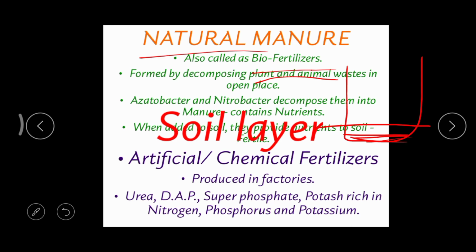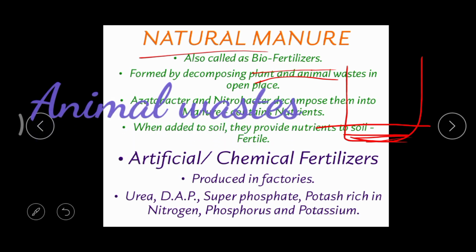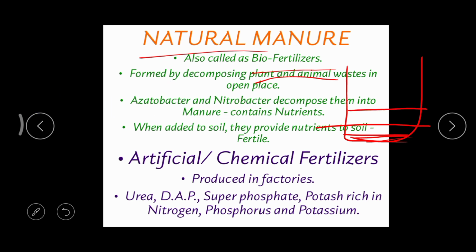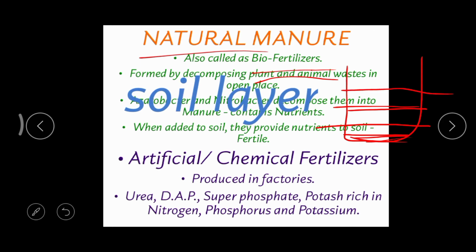Okay, and then we can use animal material. Animal material means dung. Now again soil, then again plant materials, and again soil. In this way, this whole pit is to be covered with plant materials and animal materials, but they should be separated by a soil layer. Got it? After that, what you have to do?